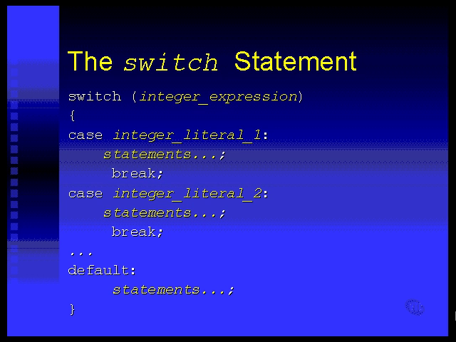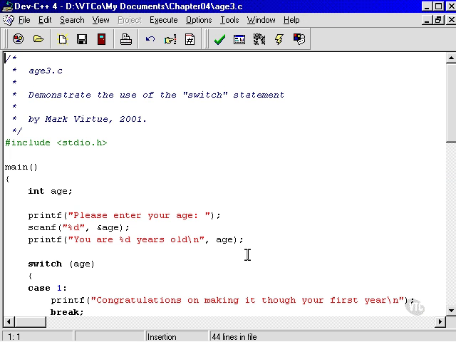At the end of each case is a break statement. Finally, down the bottom we have a default. I'll explain what those are. Now let's go to some code and have a look at how that all hangs together and what all the bits mean. This is age3.c, which is a slight variation on age2.c in that I've introduced now a switch statement.